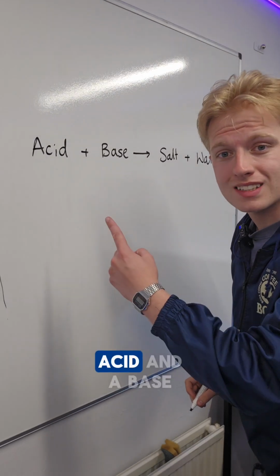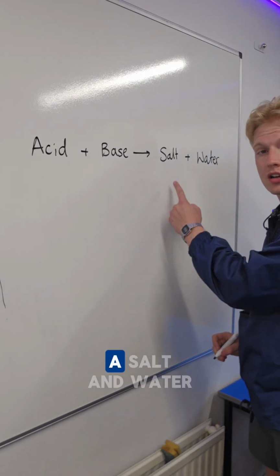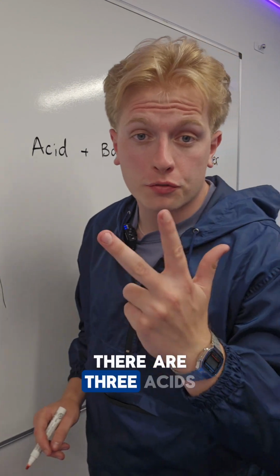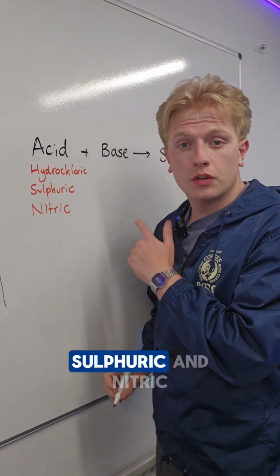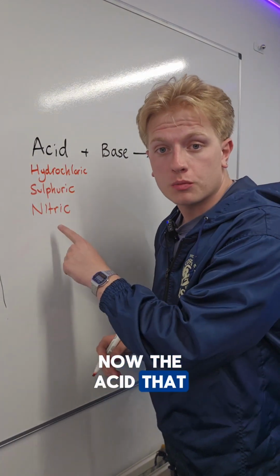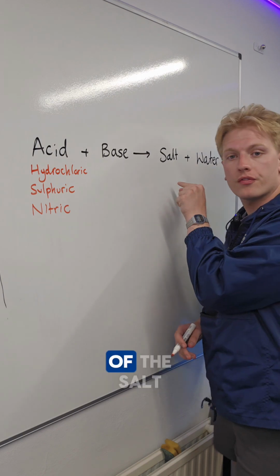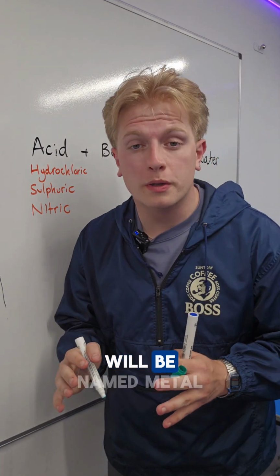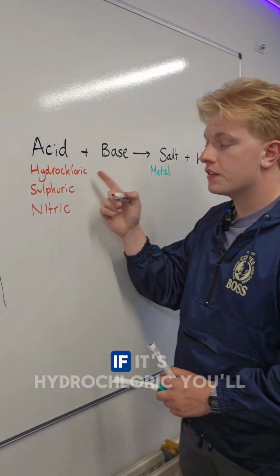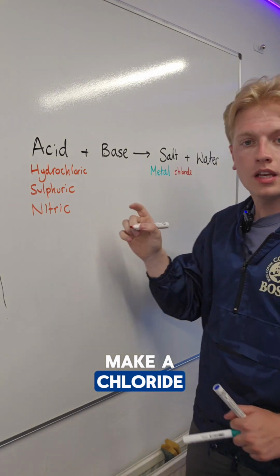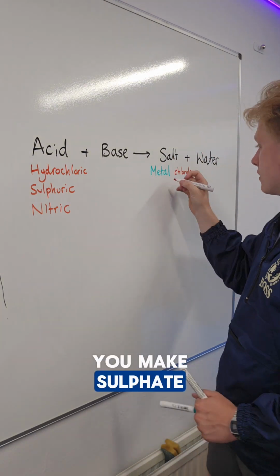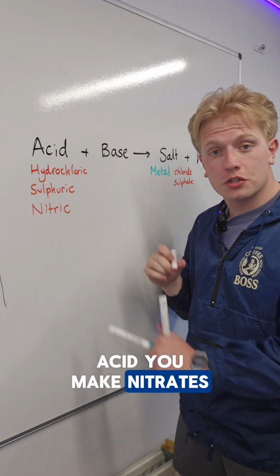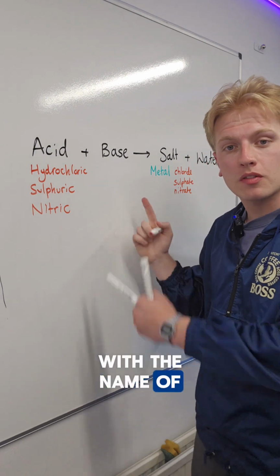If you mix an acid and a base, you will always produce a salt and water. There are 3 acids: hydrochloric, sulfuric and nitric. Now the acid that we use here determines part of the name of the salt that we'll produce. Salts will be named metal something. If it's hydrochloric, you'll make a chloride. If it's sulfuric acid, you make sulfate. And if it's nitric acid, you make nitrate. Each of those just with the name of the metal in front.